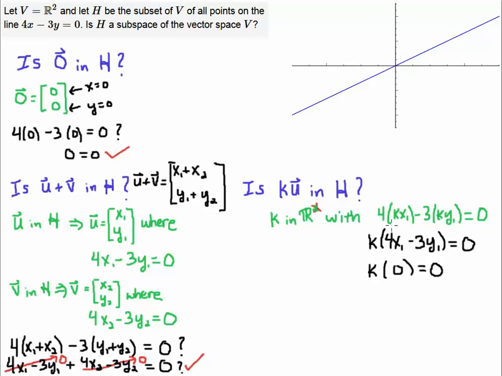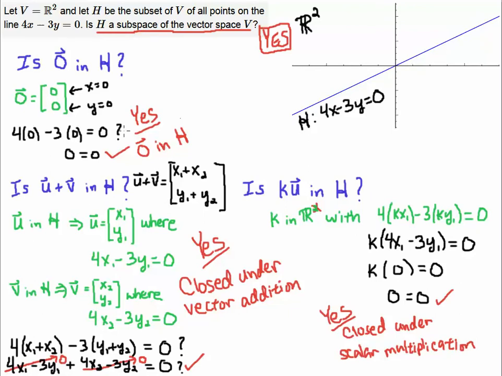And then finally, I take the k and I factor it out, and then sure enough, 4x1 minus 3y1 is equal to 0. So k times 0 is equal to 0, so 0 is equal to 0. So that means that k u is in the set.